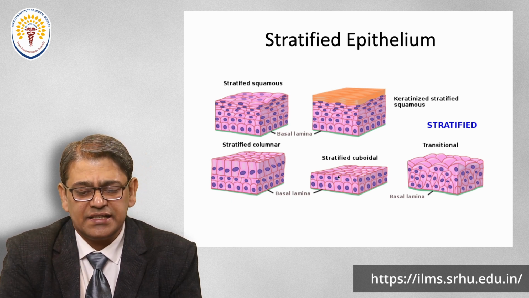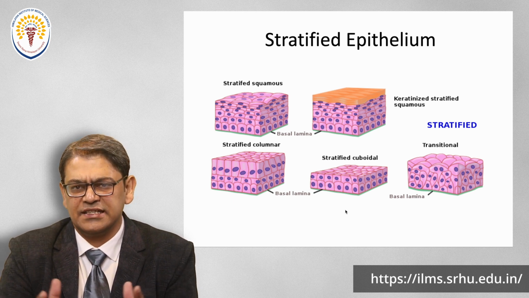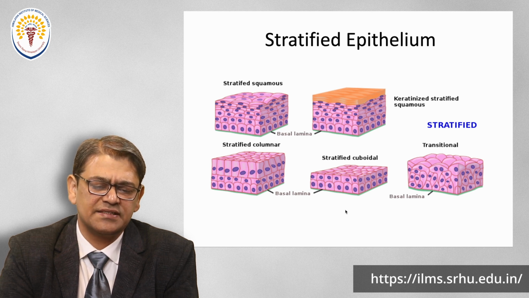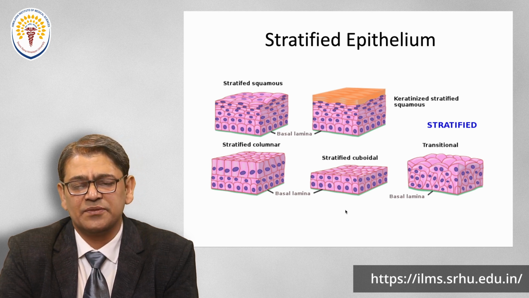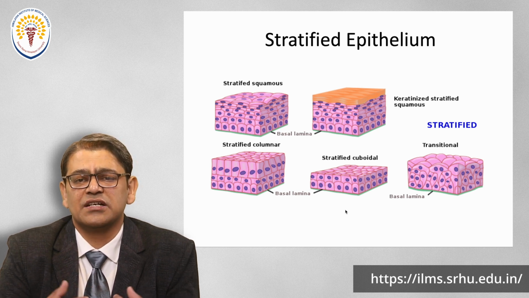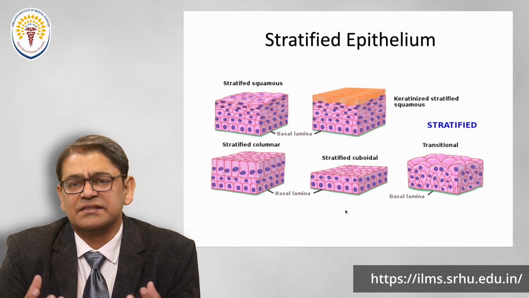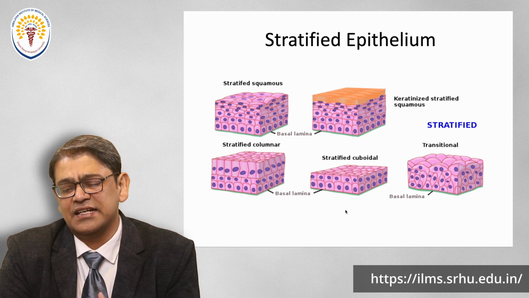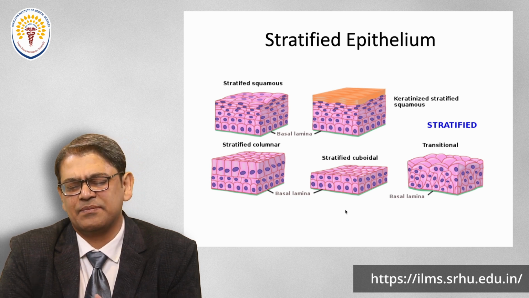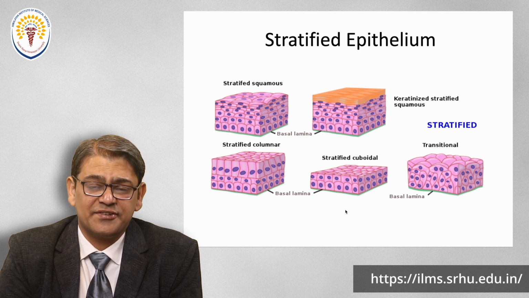Stratified columnar and stratified cuboidal are not so commonly seen, and their names depict how they are present. Stratified columnar means more than one layer of columnar cells, and stratified cuboidal means more than one layer of cuboidal cells. These cells are present in ducts or lumens in some areas. So they are not so commonly seen in the epithelium.